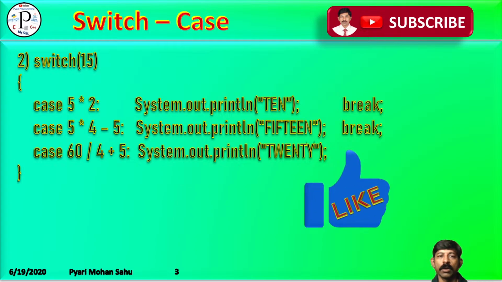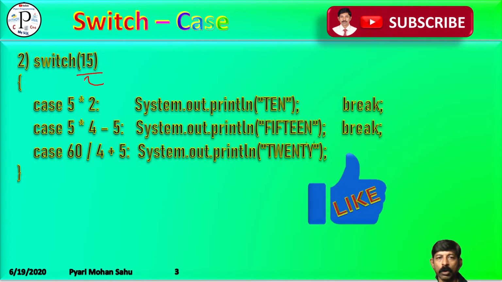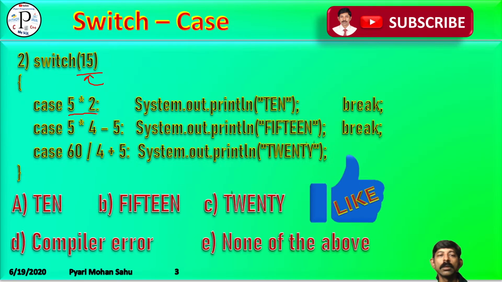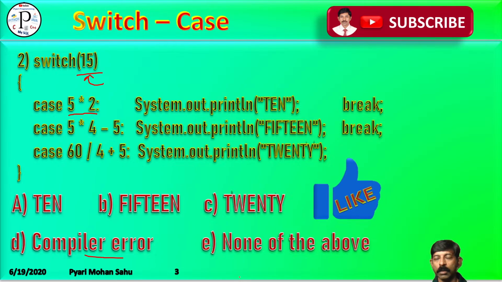Switch 15 is given as a parameter. Here we can see that 15 is given as a parameter. Can we pass a constant as a parameter to the switch case? Number two, can we use an expression in the case constant? If not, whether it is going to generate a compile time error or a runtime error. The option is missing, that means none of these for runtime error.